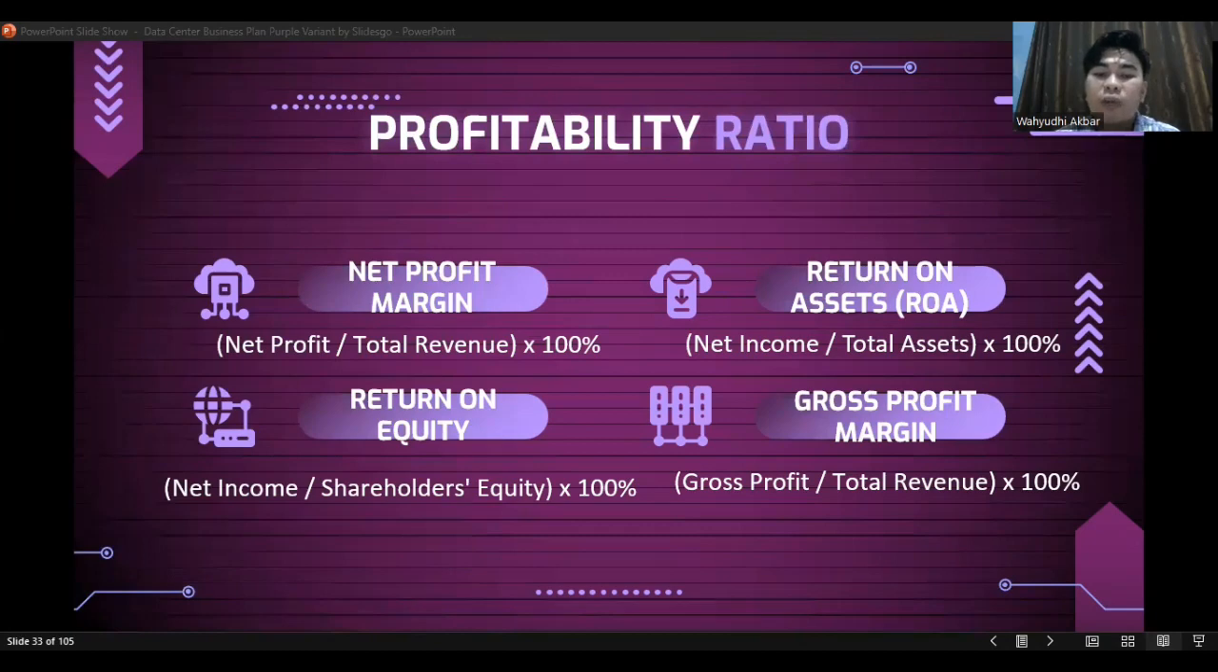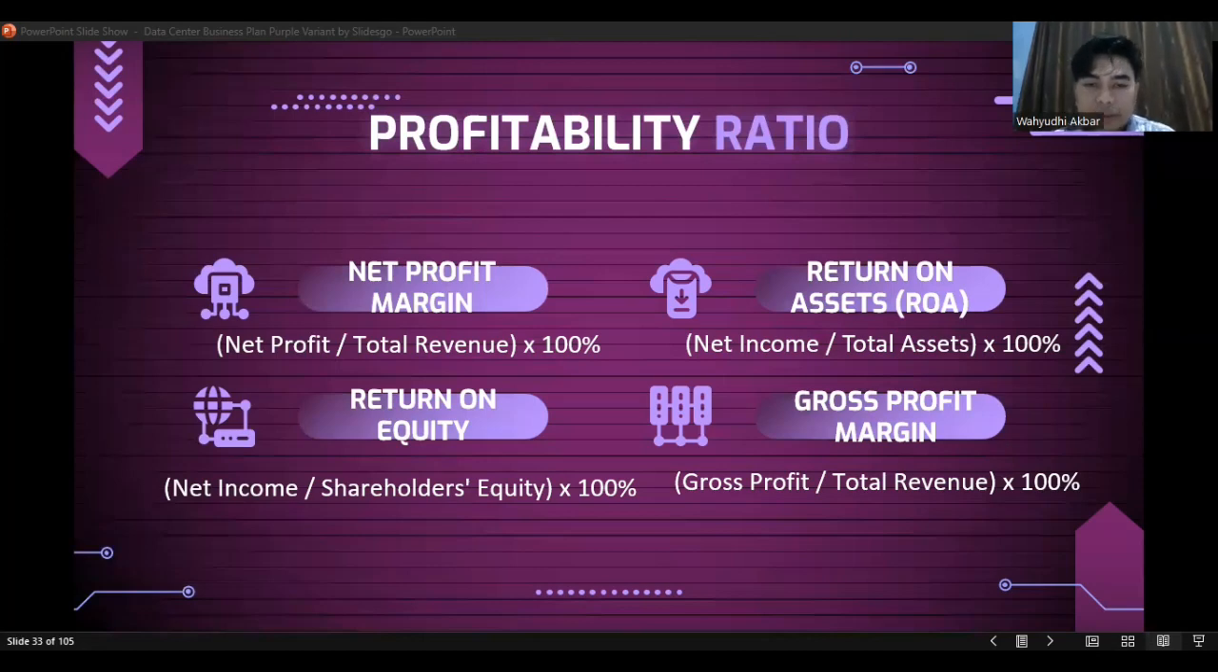The first one, we have net profit margin. The formula is net profit divided by total revenue times 100%. This ratio measures how much net profit is generated by the company from each unit of revenue received.